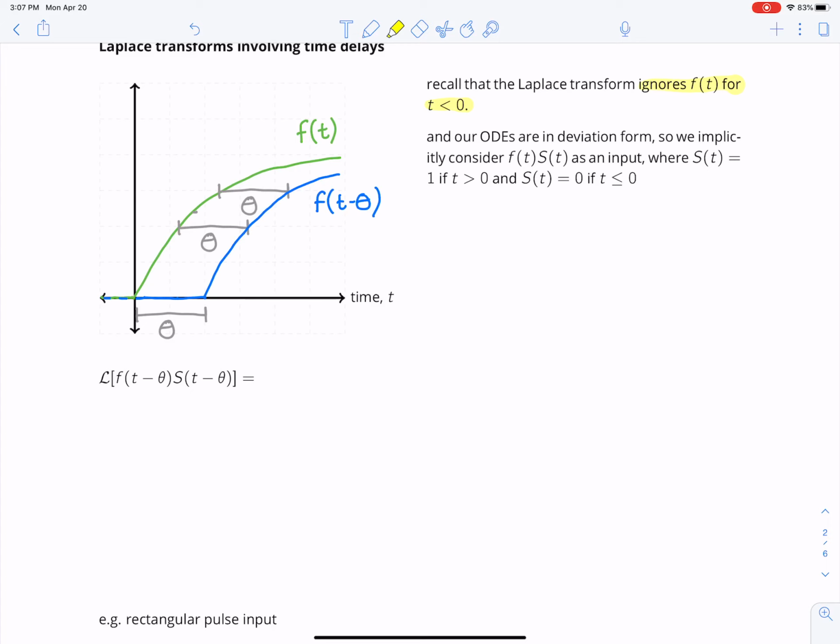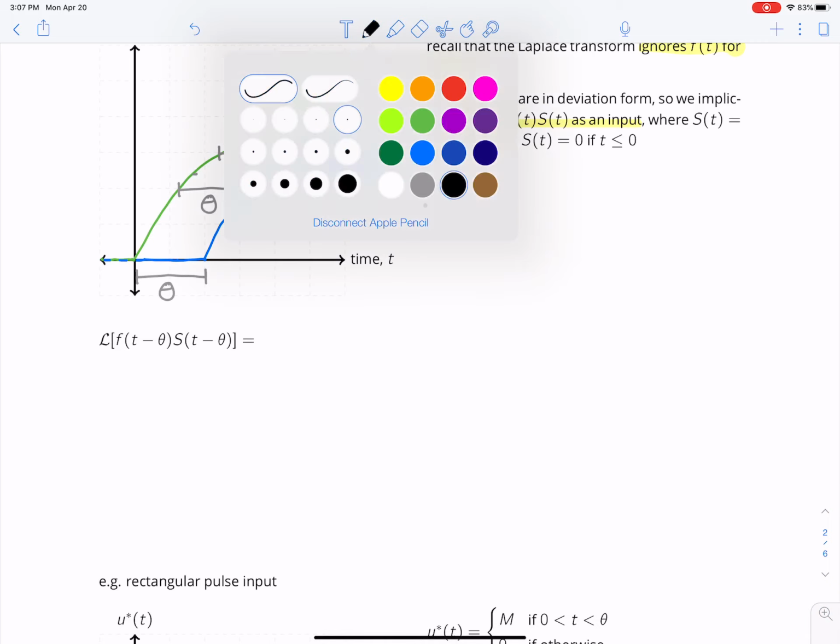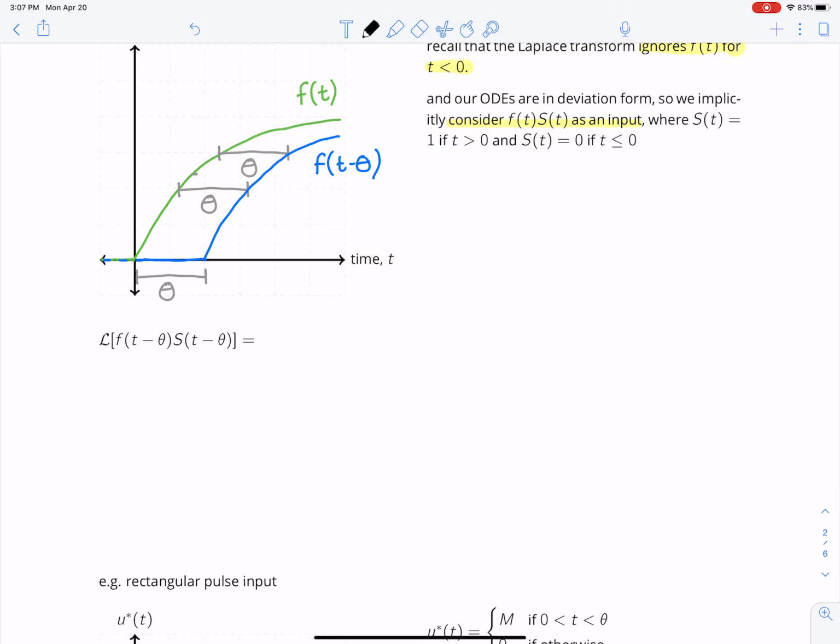And so what we should really do is consider f of t times s of t as an input, where s of t will flatten the function for when t is less than 0, where s of t is the unit step function. And so this just emphasizes, well, your function f of t, we need to assume that it's 0 for t less than 0, okay? So what we're really doing is taking the Laplace transform of your function shifted to the right and also multiplied by this step function to flatten it for t less than 0.